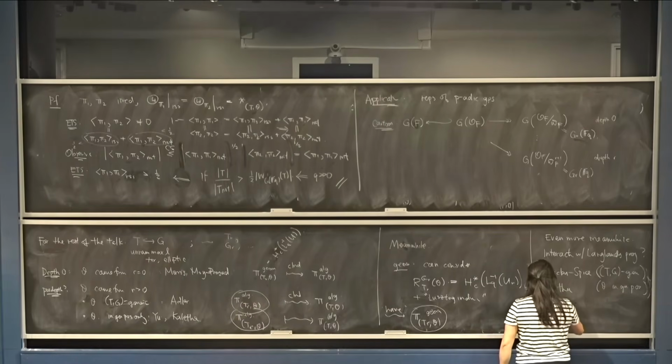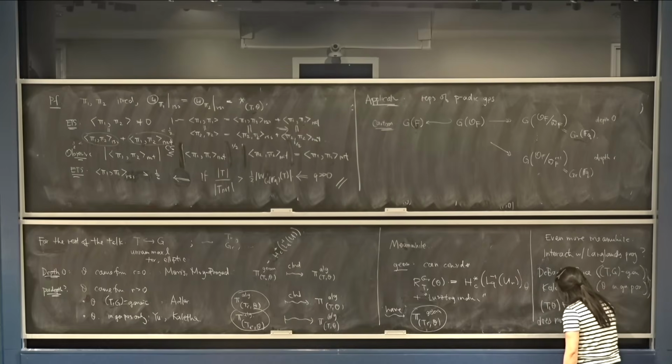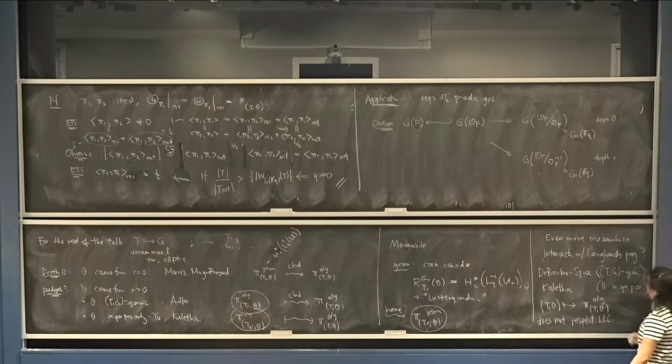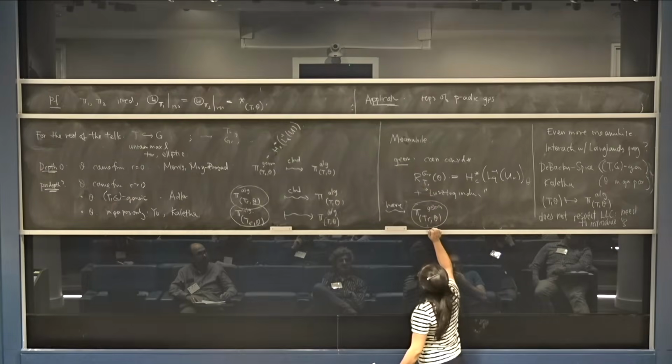So the parameterization, t theta mapping to pi t theta alg, does not respect local Langlands. What does is you need to introduce a twist xi. And so the xi will appear here. So the correction is now you put a xi here, and then everything is fine.